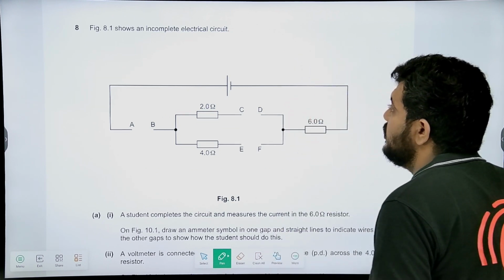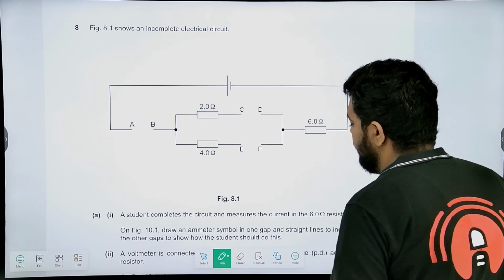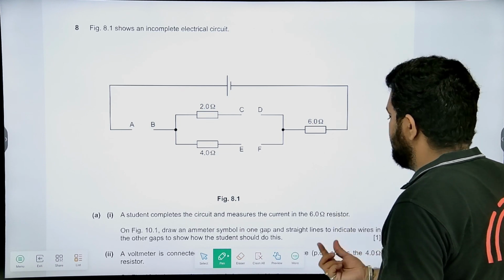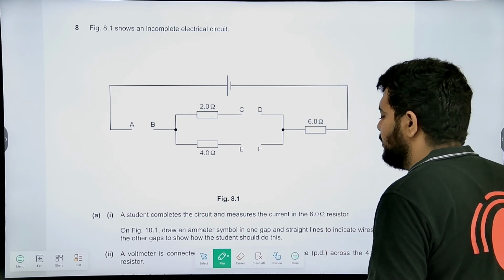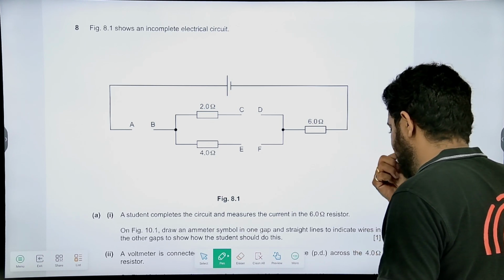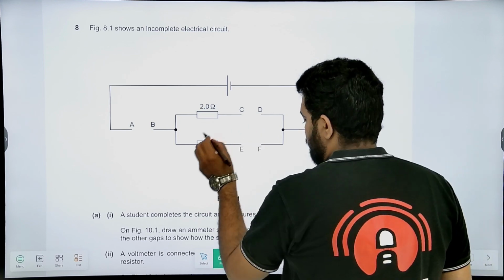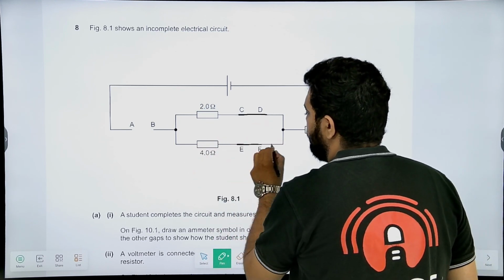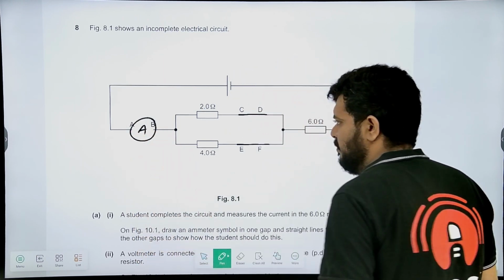Figure 8.1 shows an incomplete electrical circuit. A student completes the circuit and measures the current in the 6 ohm resistor. On figure 10.1, draw an ammeter symbol in the gap and straight lines to indicate wires in other gaps to show how the student could do this. So here there must be wires and here must be the ammeter, right?